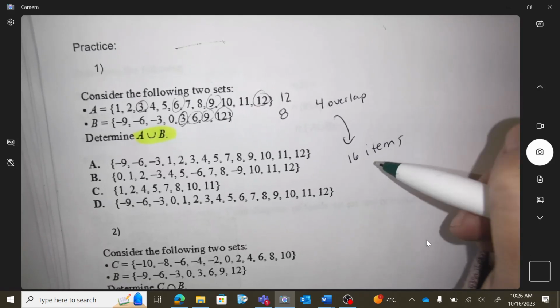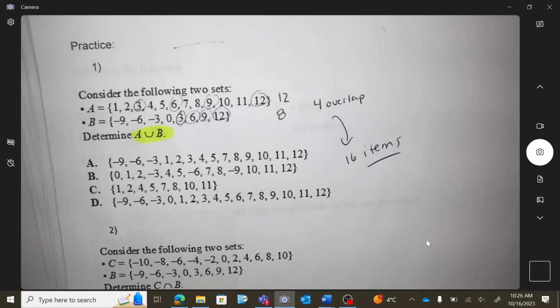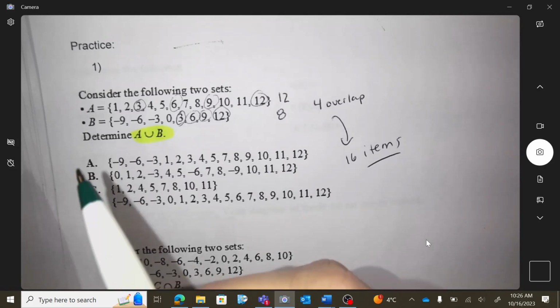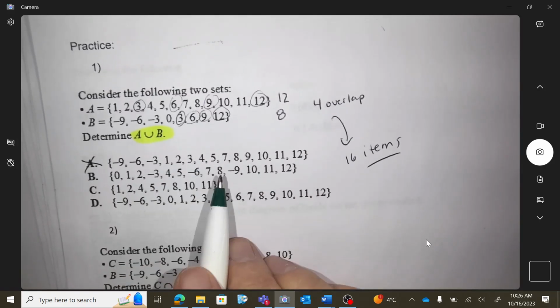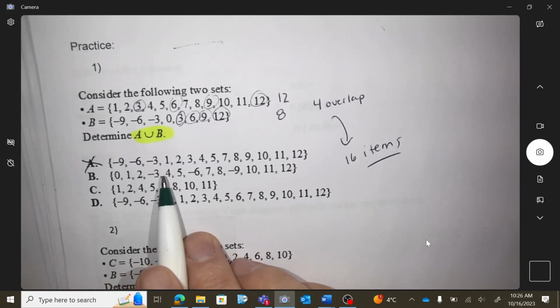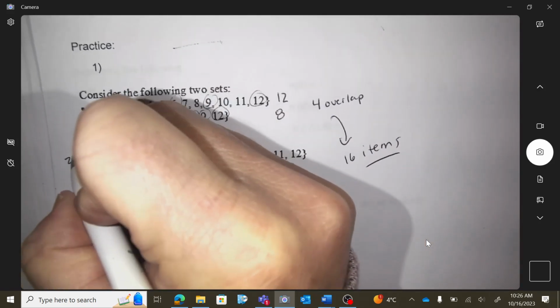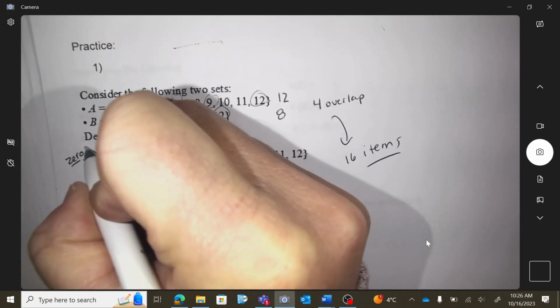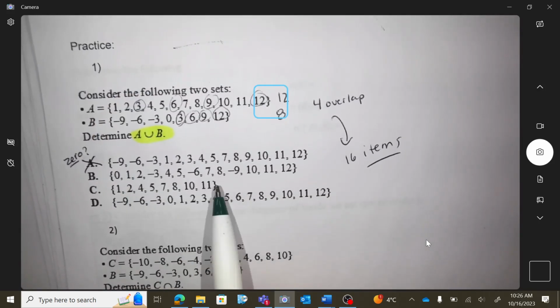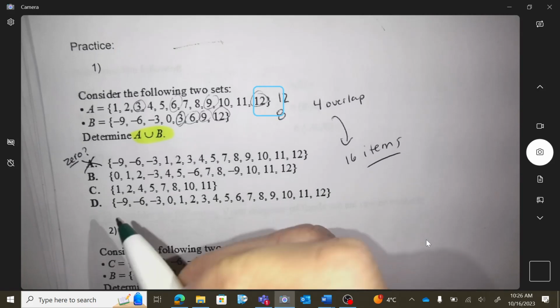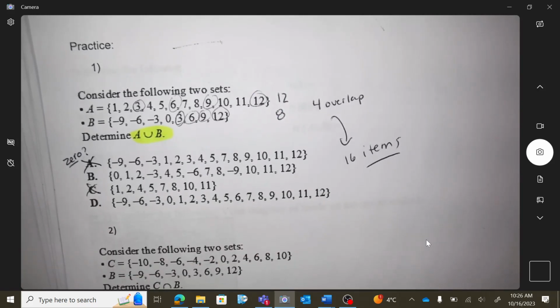So which one is it? A, B, C, or D? Well, it's not A because I don't see a 0, right? Does anybody else see that? For A, there was no 0. I can already see that quickly. What do you think? It's definitely not C as well, instantly looking at that.